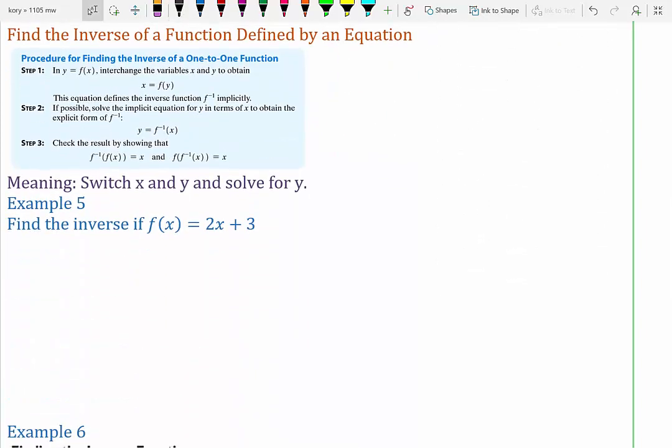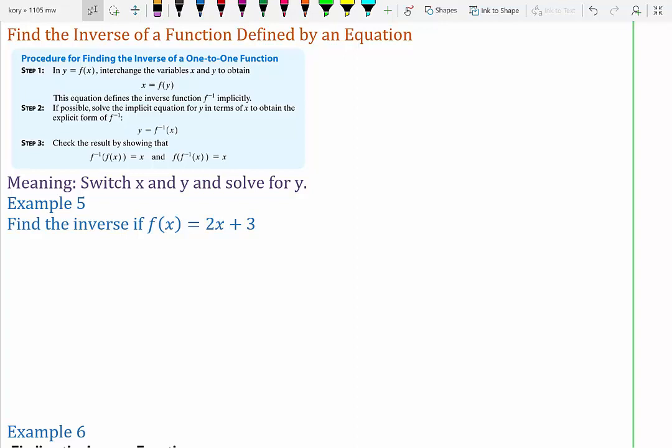All right, finding the inverse of a function defined by an equation. So basically finding inverses of a function. All right. So here's the math talk, and then of course, I'm always going to give you the real talk. Procedure for finding the inverse of a one-to-one function. In y equals f of x, interchange the variables x and y to obtain x equals f of y. The equation defines the inverse function. If possible, solve the implicit equation for y in terms of x to obtain the explicit form of the inverse. And check the results by showing that when you put them into each other, they both equal x.